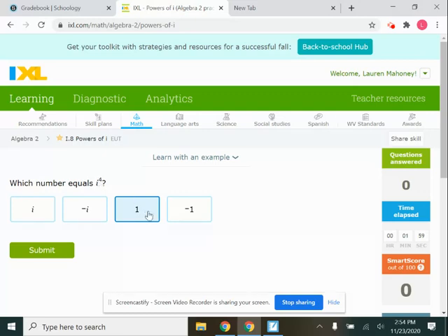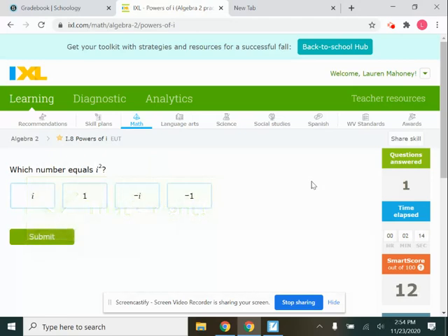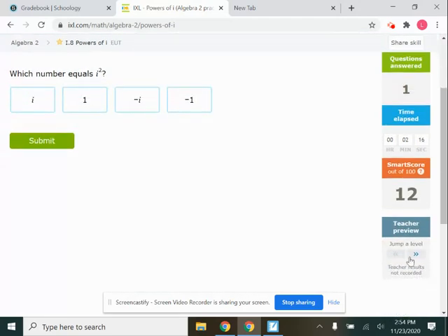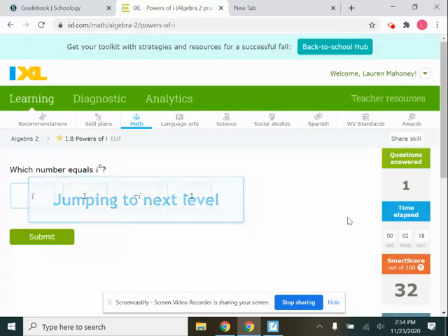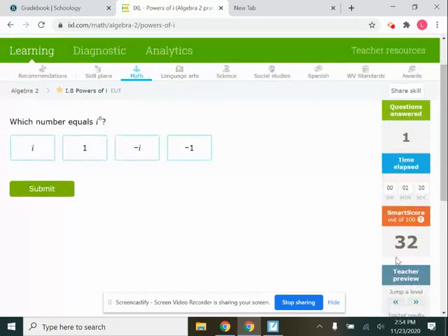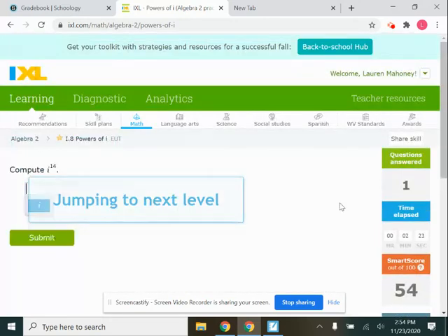Even exponents are going to give you 1 or -1, depending on if it's divisible by 4. Odd exponents are going to give you i or -i, depending on whether you have a remainder of 1 or a remainder of 3. And that's the basic idea behind these. I'm going to jump a little bit so we can see some of the later ones. I can talk you through those.